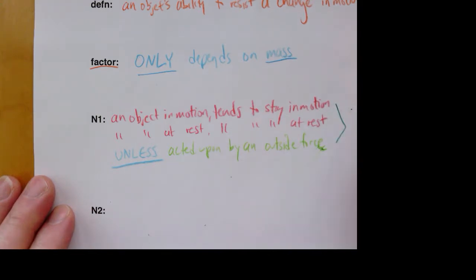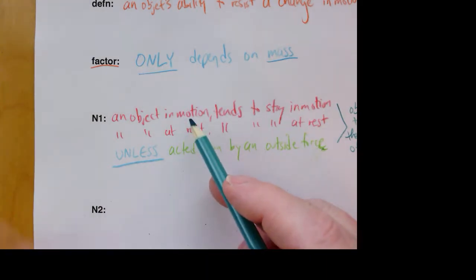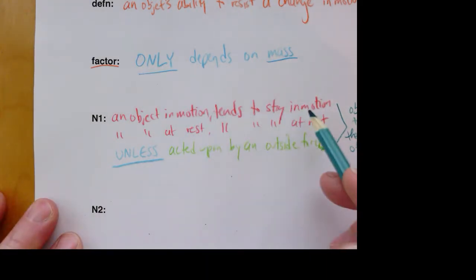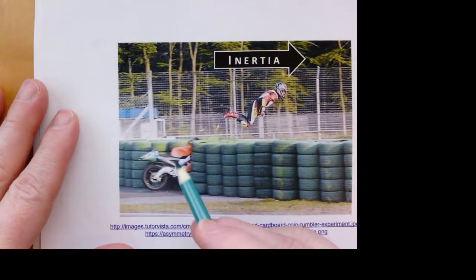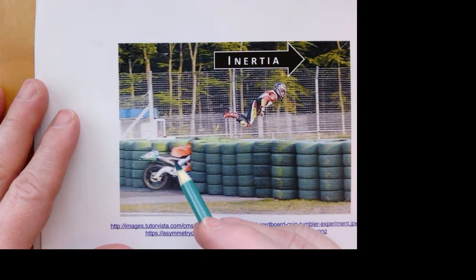Fundamentally, what this means is objects want to keep their motion. Objects seek to preserve their state of motion. That state can be in motion, moving along in a particular way. It wants to keep that motion. Well, that's what we saw with the motorcycle rider. The motorcycle rider is riding along at 20 or 30 or 40 or 50 miles per hour.